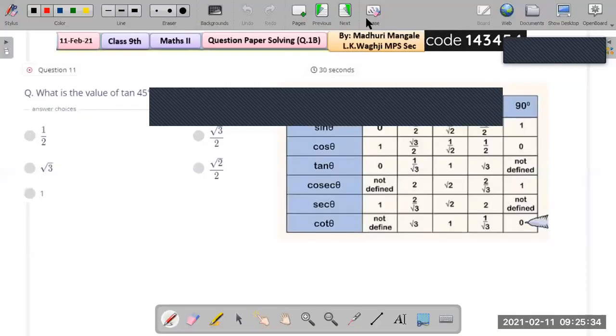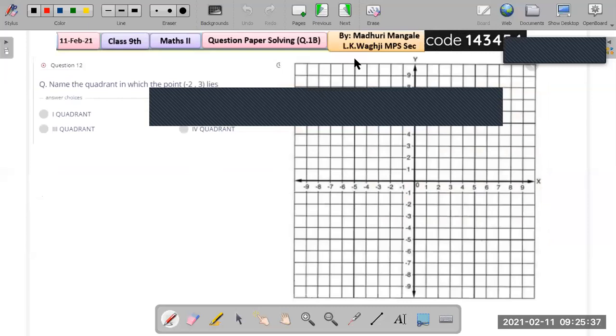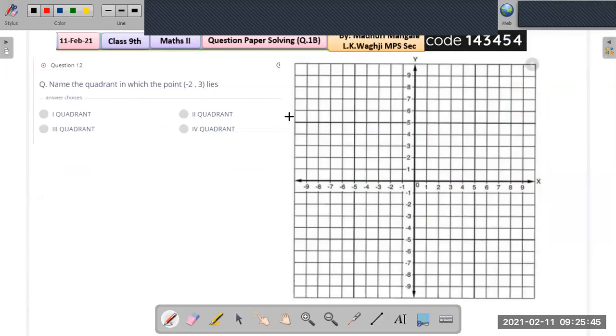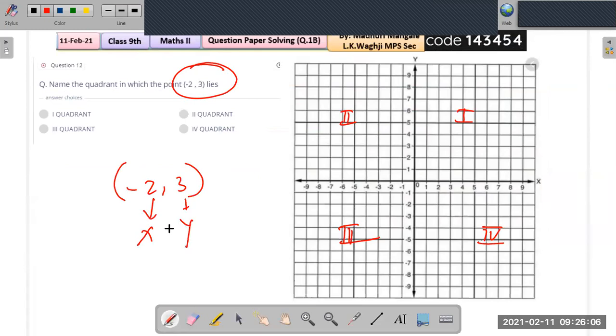So everybody back to Zoom screen. Let us look at next question. Now, this is a question on coordinate geometry. So we are looking at questions from coordinate geometry now. Just check. Name the quadrant in which the point -2, 3 lies. Now, what are you supposed to know about the quadrant? So this is the first quadrant, this is the second quadrant, this is third, and this is fourth. These are the four quadrants. So you have to plot this point -2, 3. How would you start? So -2, 3, -2 is x and 3 is y. Where will this point lie?